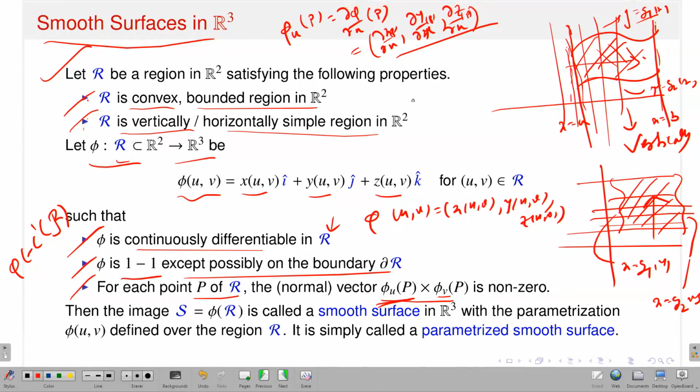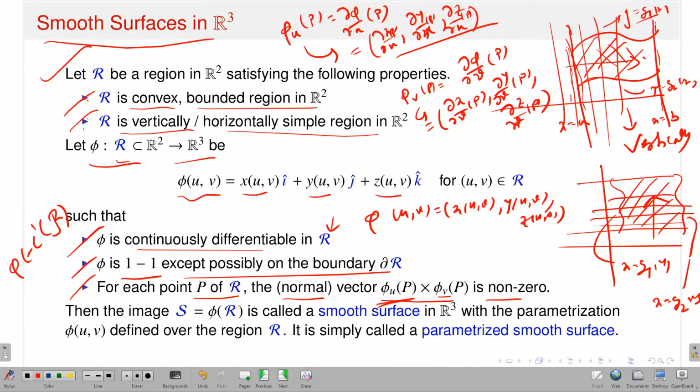Similarly, phi_v at P is nothing but del phi del v at the point P, which is del x del v at P, comma del y del v at P, comma del z del v at P. So this is my phi_u, this is my phi_v, and if I take the cross product, this is the normal vector and it should be a non-zero vector.